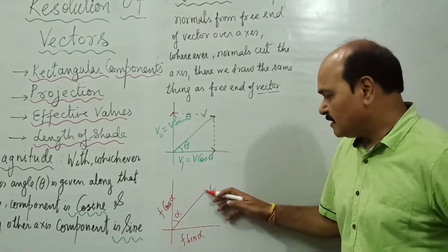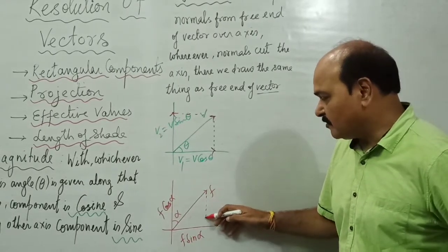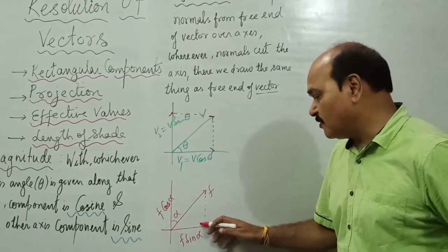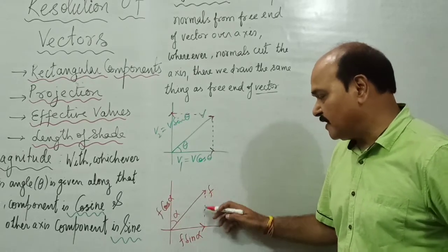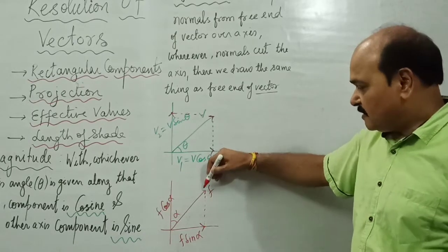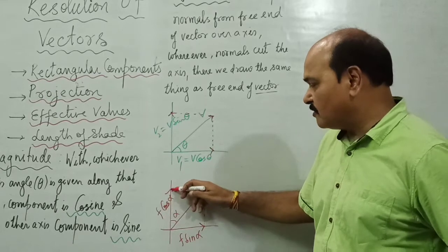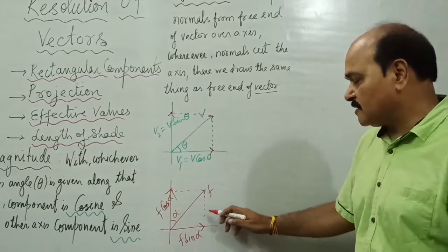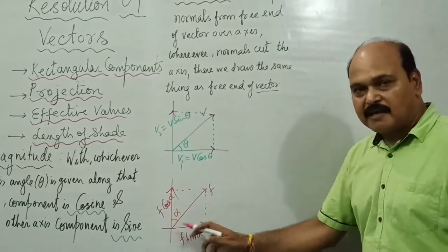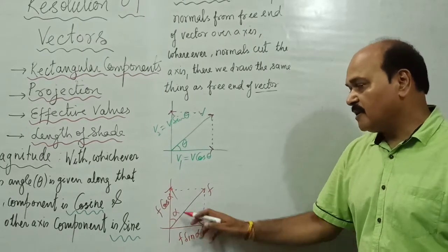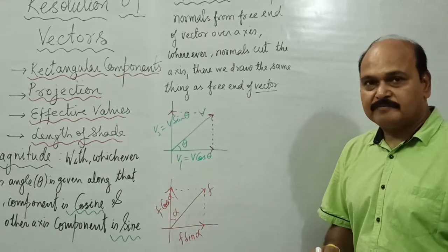This is the free end, head. So wherever the normal from here on the axis cuts the axis, there we draw the same thing as is the free end. This is head, so wherever this normal cuts the axis, there we are going to draw the head. See, the directions of the components are again towards right and up. The values are what? F sin alpha and f cos alpha.